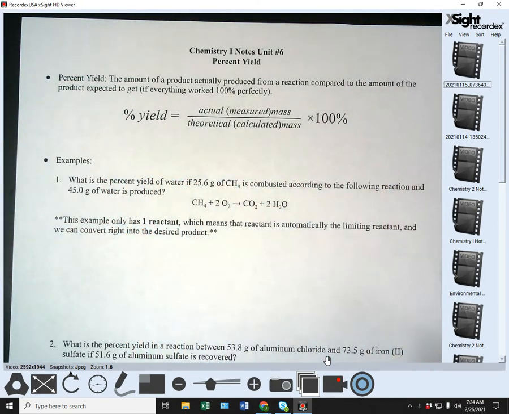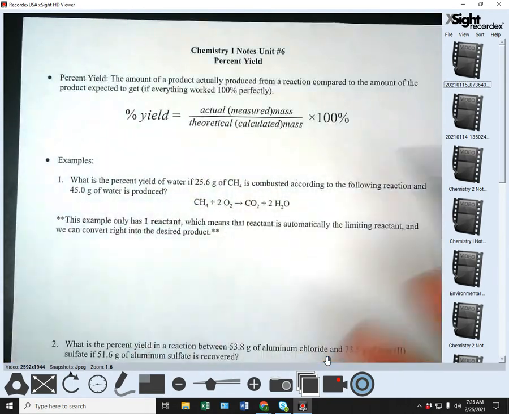I don't know if you've ever heard the term yield before. Farmers use it a lot of times. They'll talk about crop yields, which is the amount of crop that they pull out of the field, that grows.